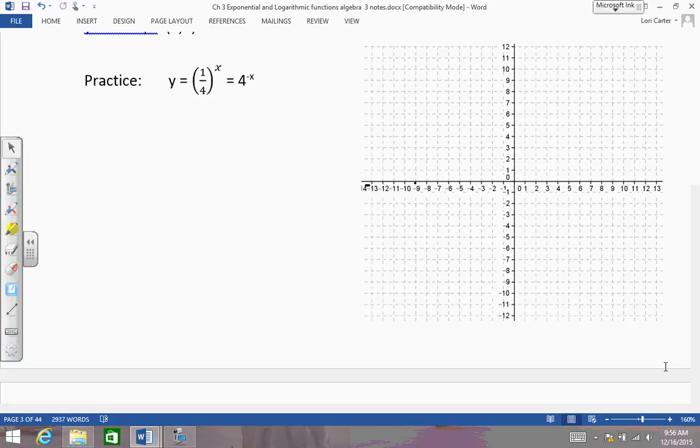The domain will always be negative infinity to positive infinity. The range is going to change, because I can take that graph and move it up or move it down, and that asymptote is going to move. But that asymptote is 0 because it's a parent graph. Okay? Good.